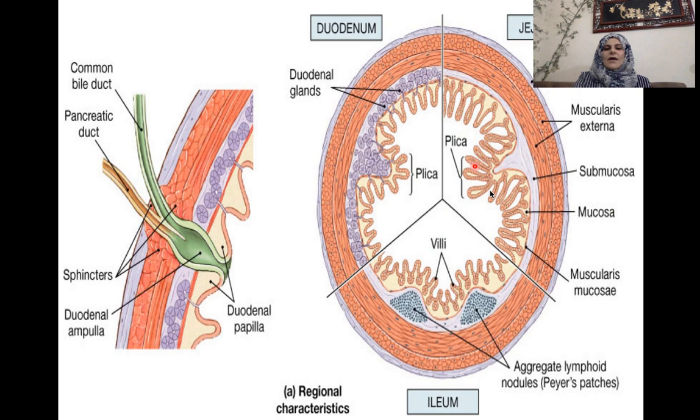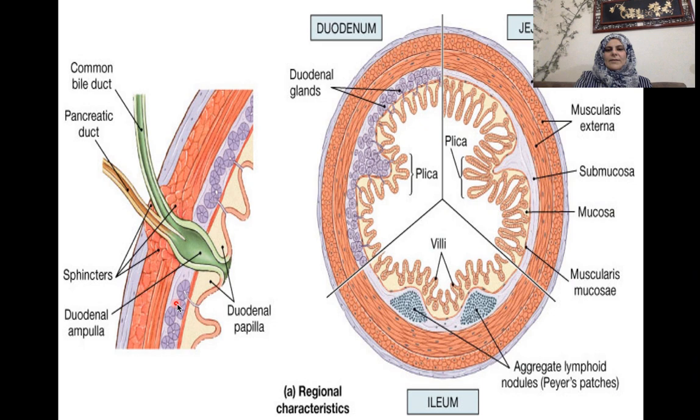Okay, in this diagram, I show you how the two ducts, the common bile duct and the pancreatic duct, unite together at the duodenal ampulla, which is called the ampulla of Vater. It is covered by the sphincter, smooth muscle, and opens at the major duodenal papillae.